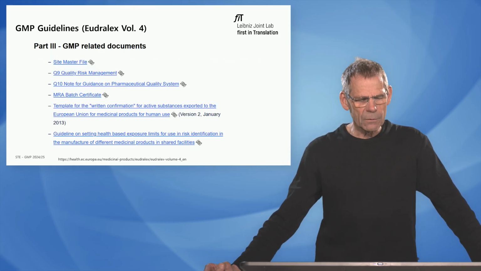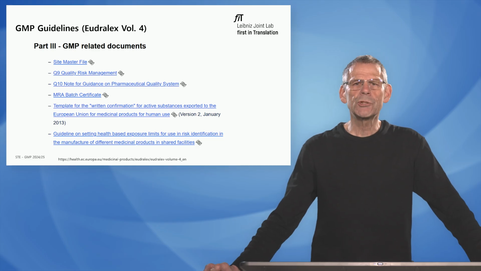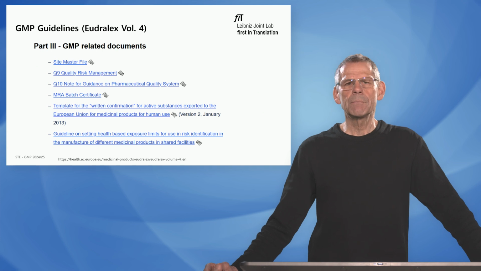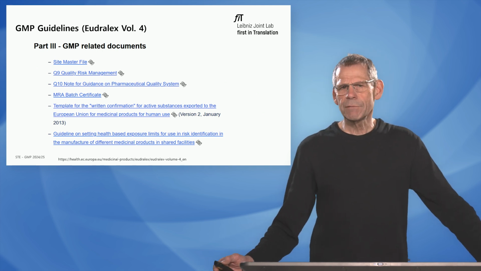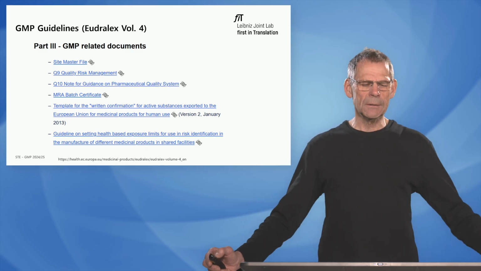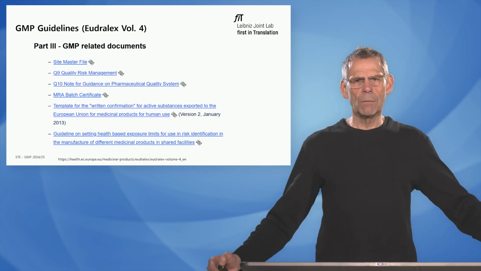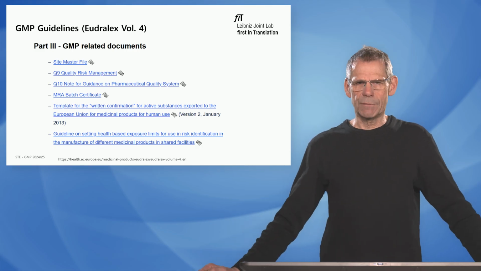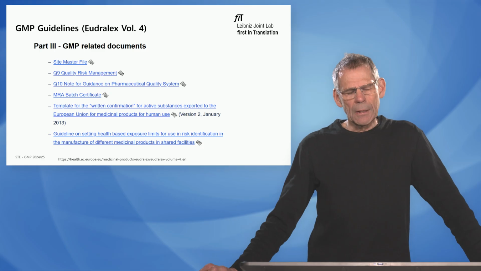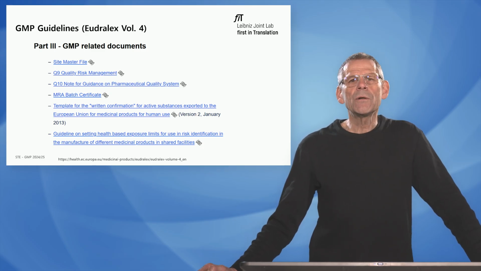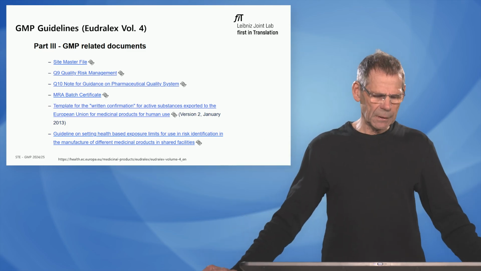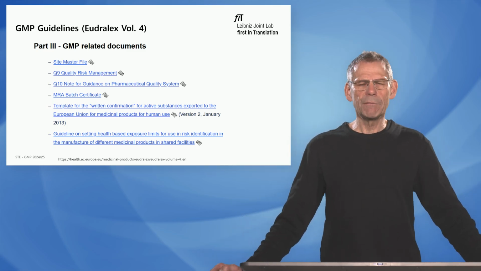We have also a big part which deals with documents that need to be provided, for example, a site master file. A site master file provides you with the entire organizational structure, the rooms, the entire layout. Before you get audited, you normally have to provide a site master file with all the details on your manufacturing site. But we have also the quality management system that is overarching the typical GMP manufacturing.